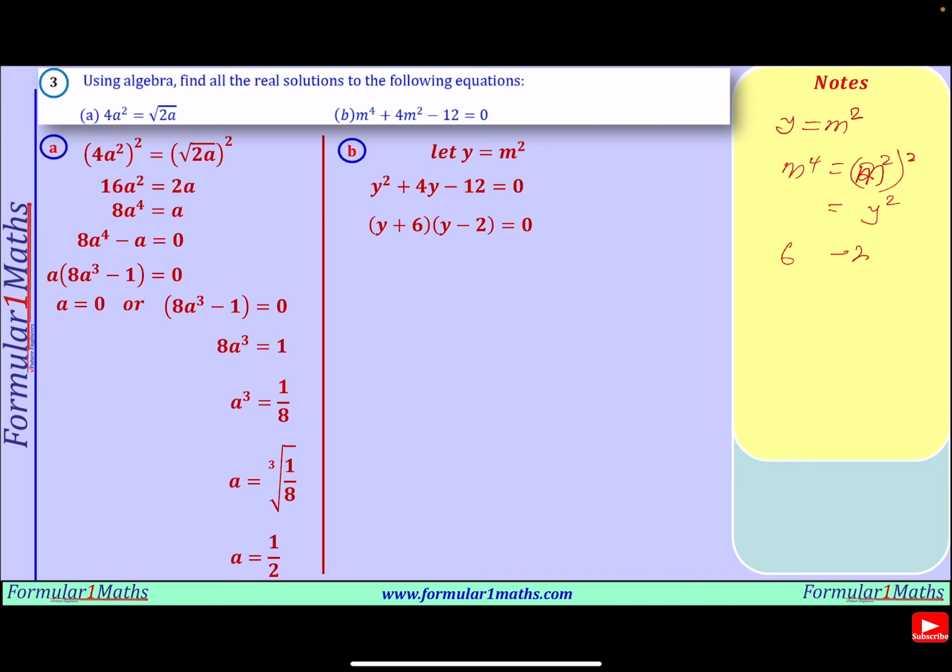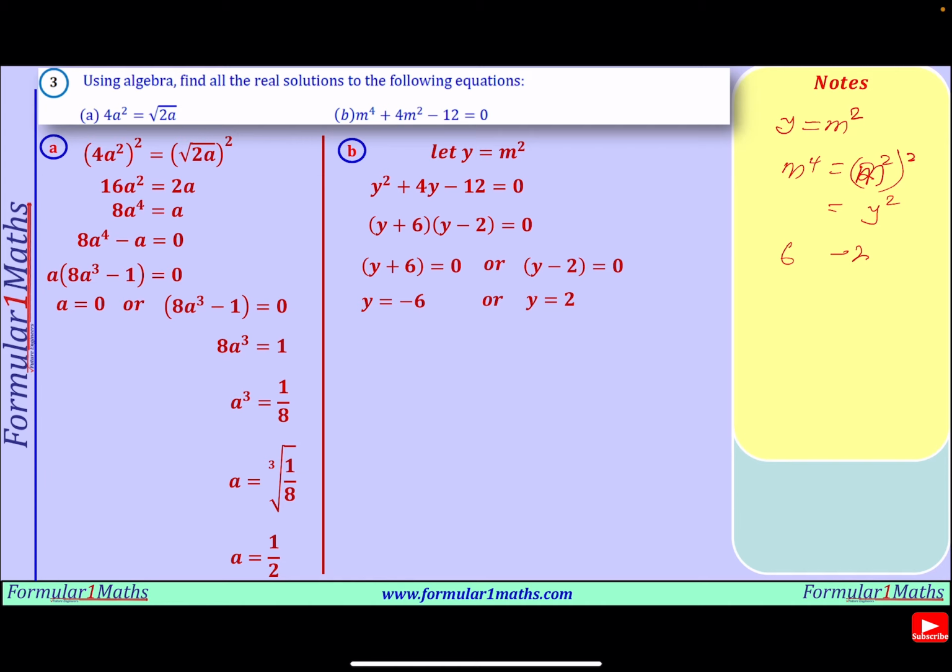Then we solve for y by saying that y plus 6 equals 0 or y minus 2 is equal to 0. So if you solve for y now, you're going to get y equals minus 6 or y equals 2. Now we introduced y into this equation, so we have to get rid of it.